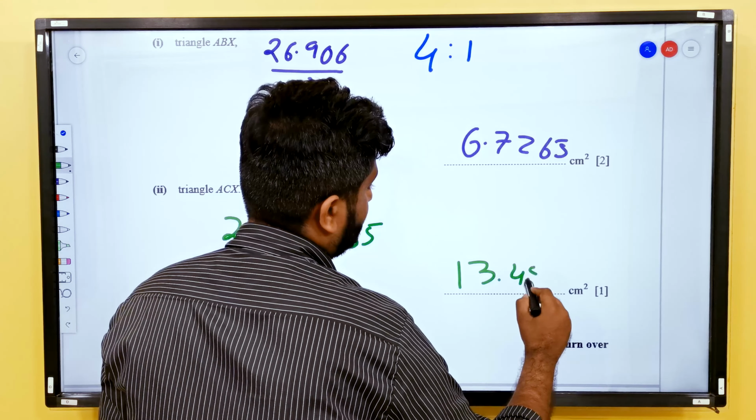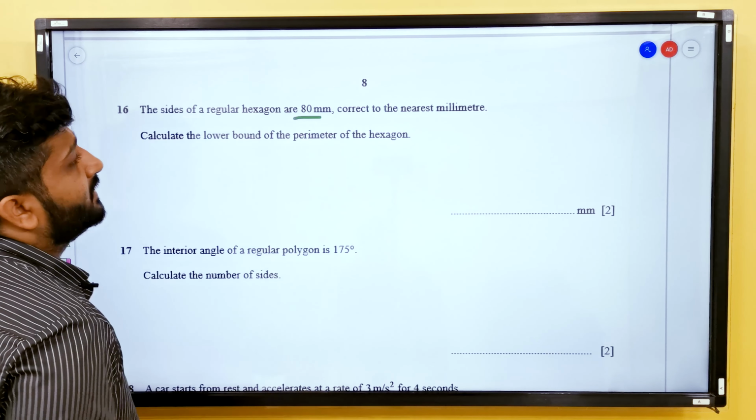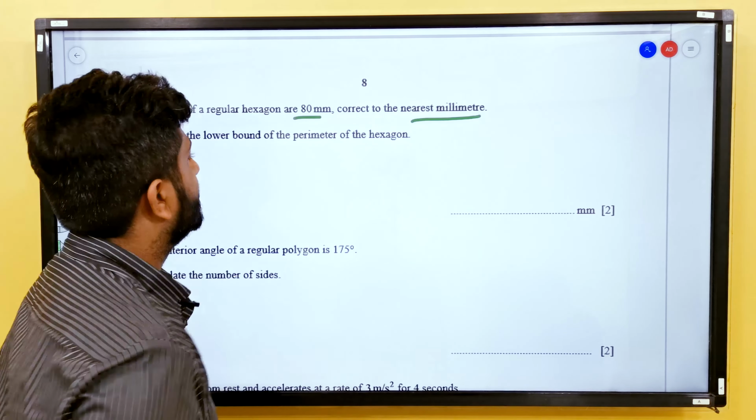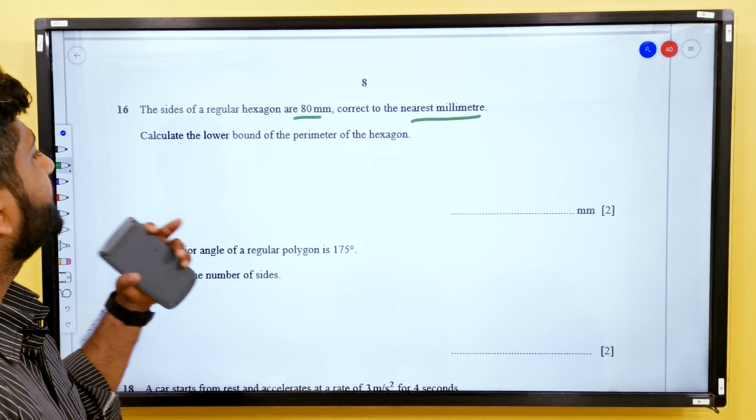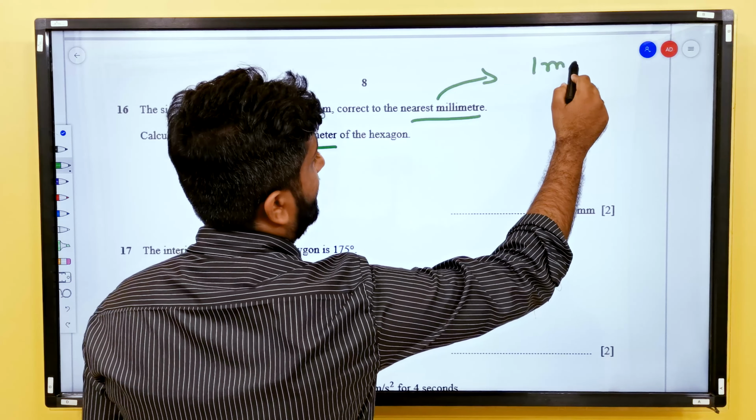The sides of a regular hexagon are 88 millimeter, correct to nearest millimeter. Calculate the lower bound of the perimeter of hexagon. Lower bound of perimeter. Okay. So nearest millimeter means 1 mm.